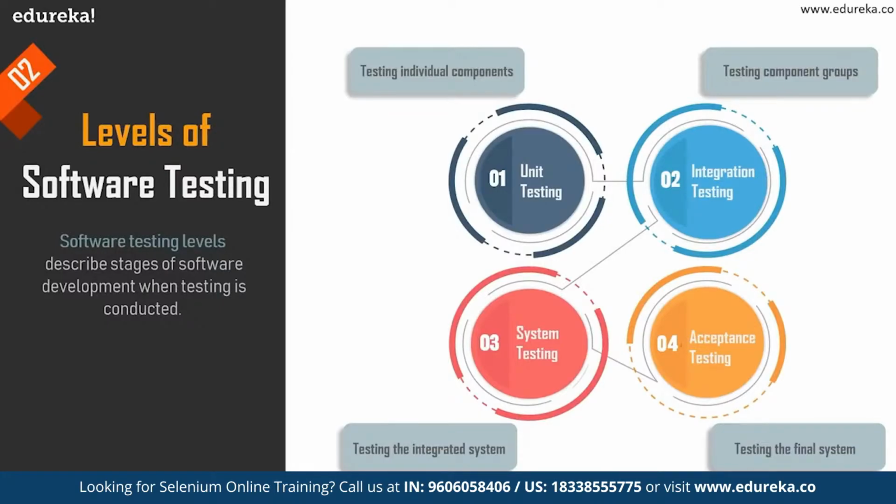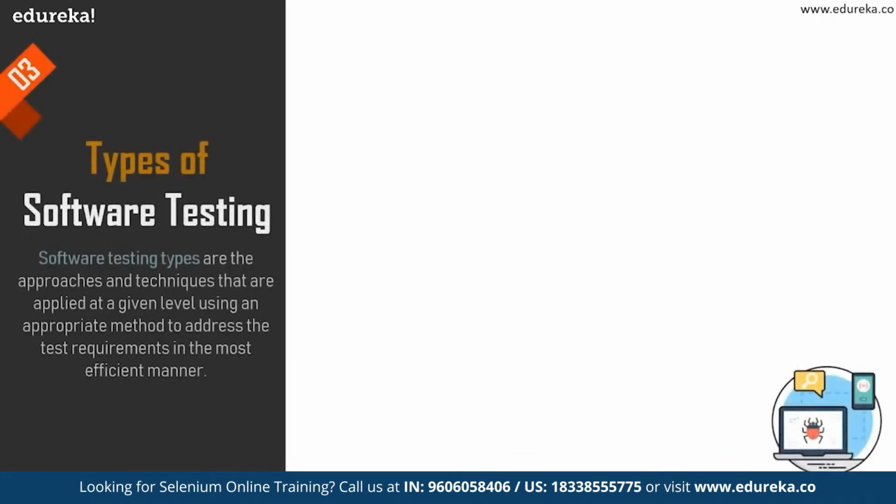So each level of testing has a particular purpose and it provides value to the software testing lifecycle. Some levels are their own type of testing, for example, unit testing. But some have certain categories under them, like integration testing, like we discussed, has Big Bang approach, top-down approach, bottom-up approach, and like that. Lastly, we have software testing types. So basically, these types are approaches and techniques that are applied at a given level, like we discussed the different levels, using an appropriate method to address the requirements in the most efficient manner.